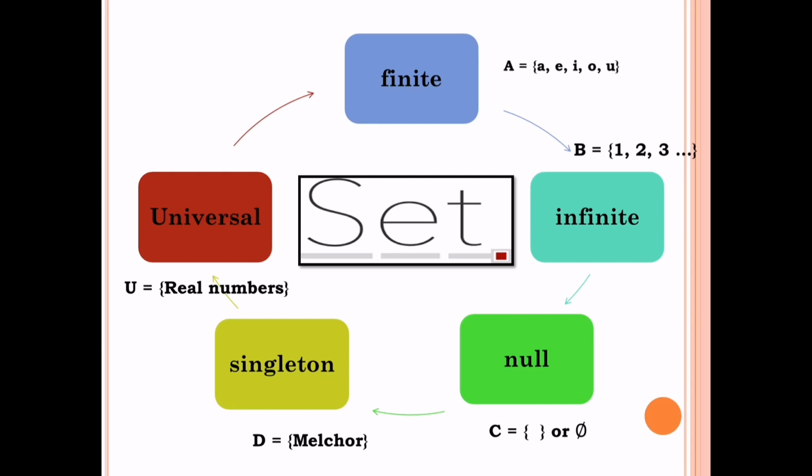The keyword is if the set contains three dots, or what we call an ellipsis. But if the set has no element at all, we call it a null or empty set. However, if the set contains exactly one element, we call it a singleton. On the other hand, if the set contains all elements, then we call it the universal set, and it is denoted by capital U.